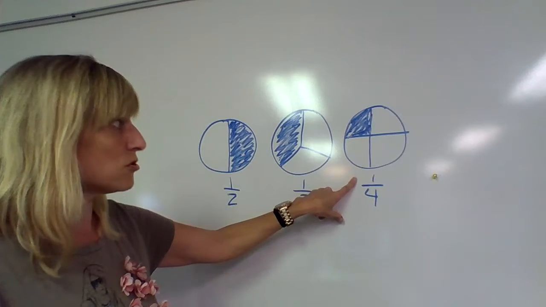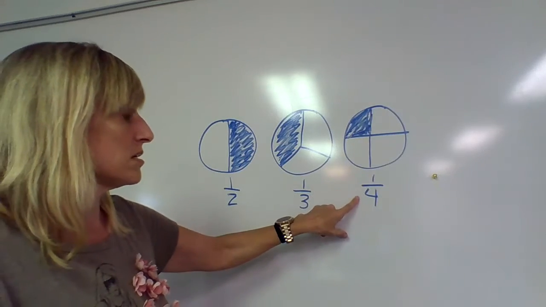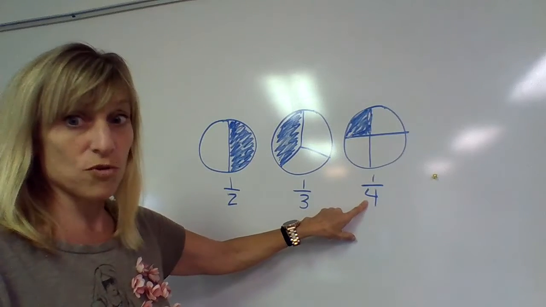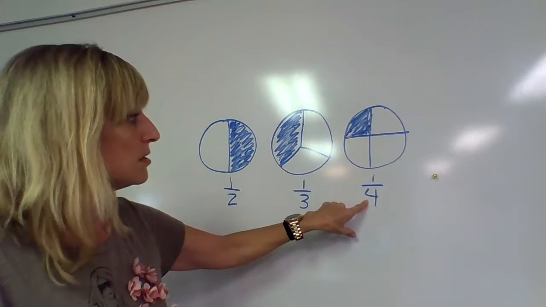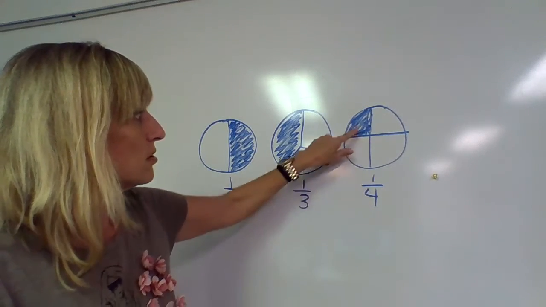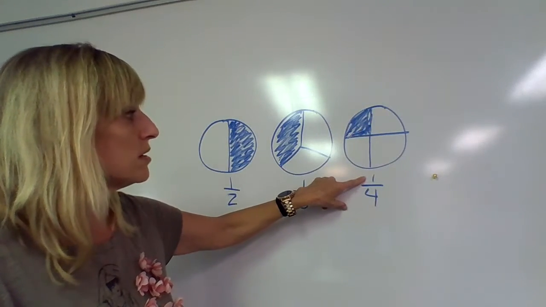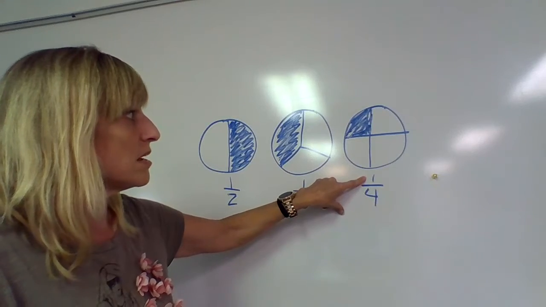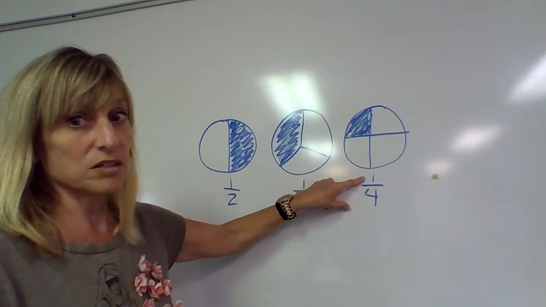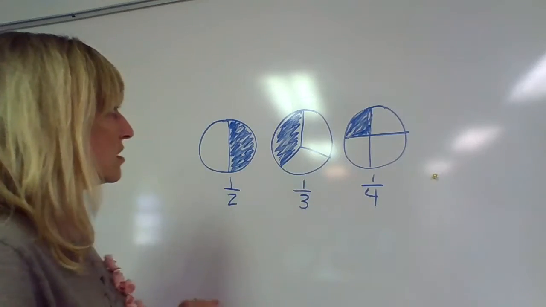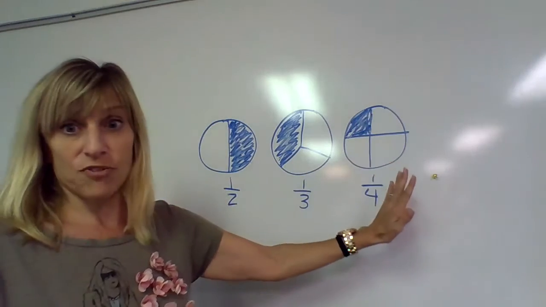And the third cookie is divided into 4 sections because the bottom number of our fraction is a 4. 1, 2, 3, 4. The number 1 on the top represents how many sections are colored in, which is 1. So that's a review of fractions.